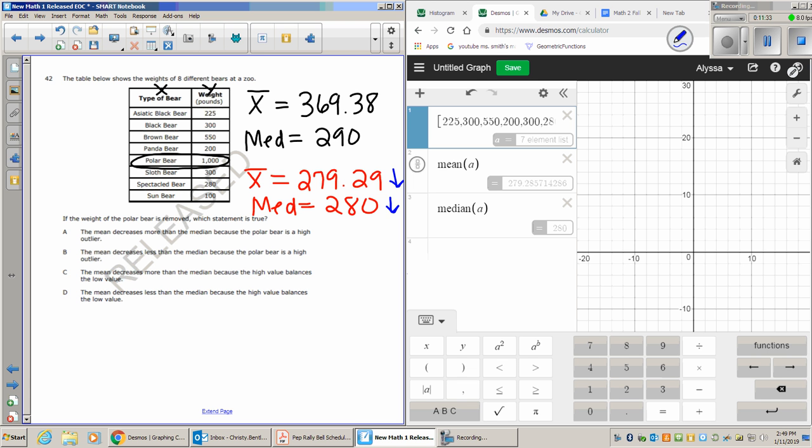So let's look at our answer choices. A says the mean decreases more than the median. That is true because the polar bear is a high outlier. So far I definitely agree with A, but let's make sure there's not a better answer.